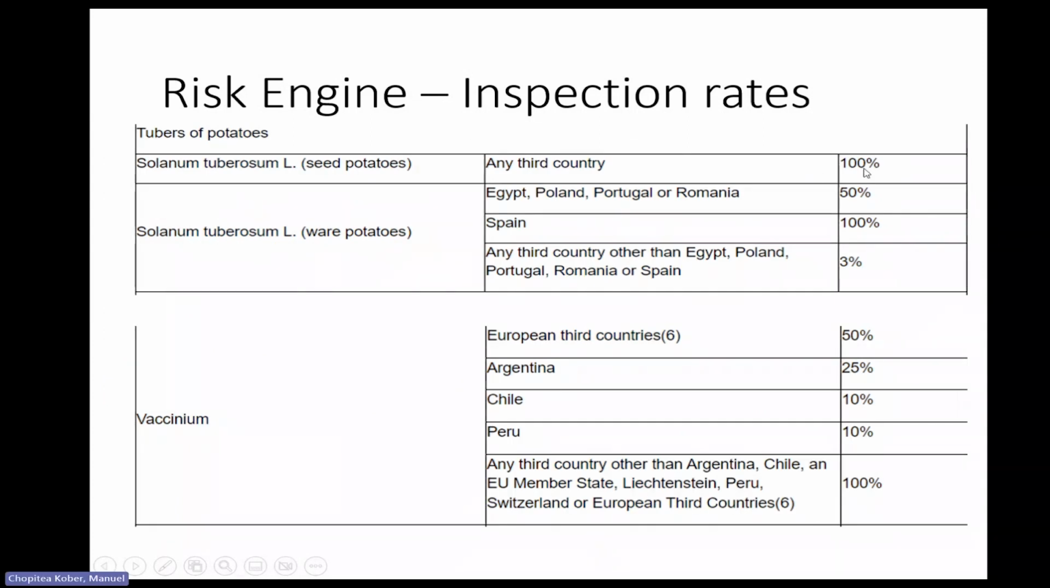Potatoes are also high risk, especially if they are for planting, seed potatoes, while for blueberries, for example, inspection rates are lower. It's the same with potatoes, depending on the countries. Everything has been risk assessed previously, so that is implemented in the system, and inspectors don't over-inspect what is not high risk.